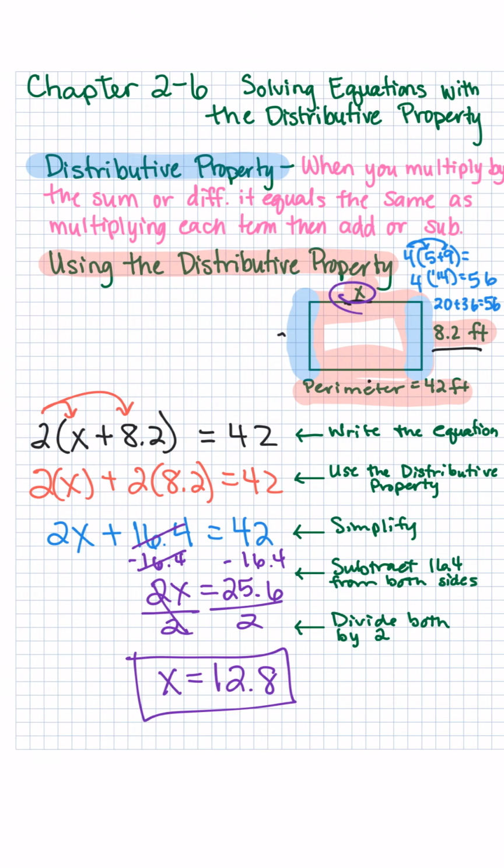Okay? Because if we want to double check ourselves, we could go 12.8 plus 12.8 plus 8.2 plus 8.2. 16, 17, 18, 19, 20. 8 plus 2 is 10, 22. And 4. 42. And that is what we said the perimeter was. You could also take the 12.8 and put it into our original equation.